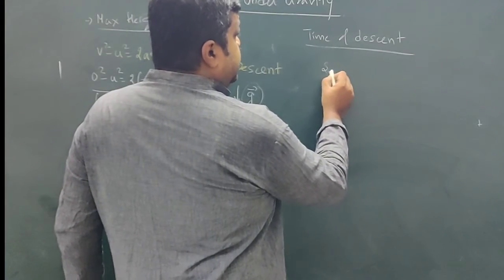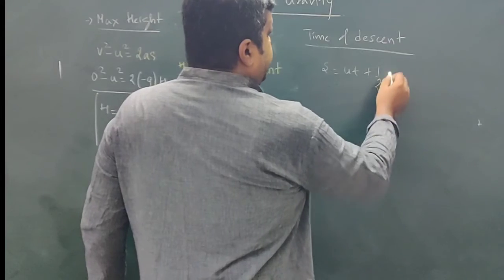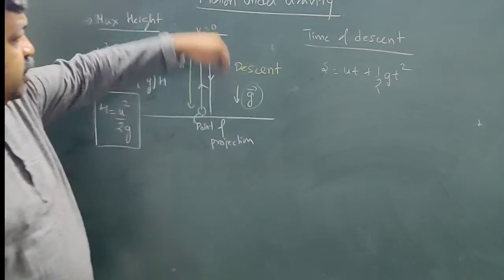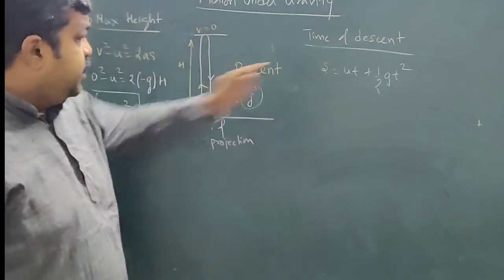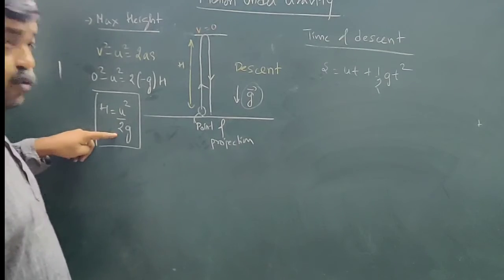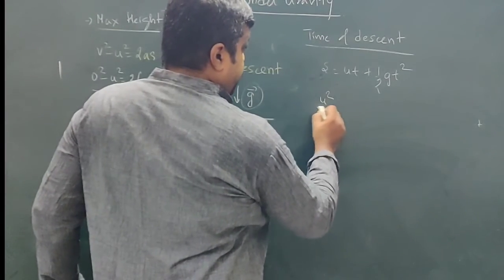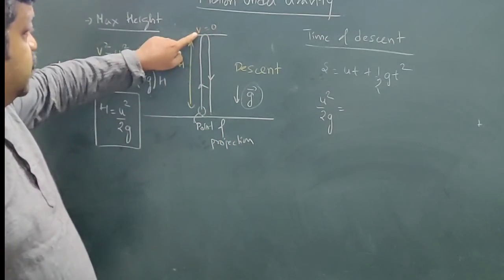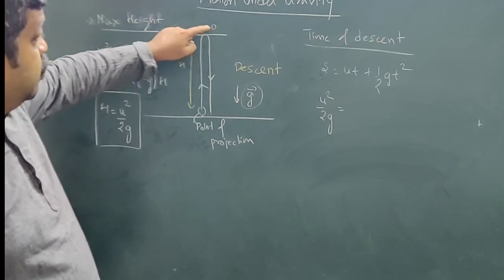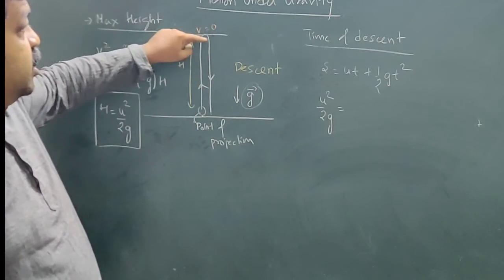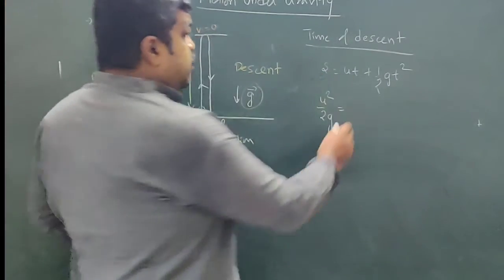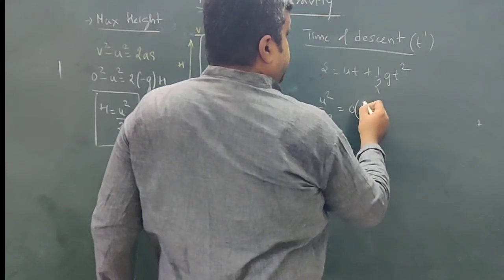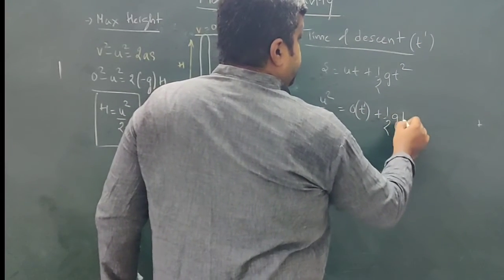If we use the equation s = ut + ½at², I am now using this equation for the descent. For the descent, s is h, which is u²/2g. While returning, the final velocity for ascent becomes the initial velocity for the return journey, so this u quantity will be 0. So u²/2g = 0 × t' + ½gt'², where t' is the time of descent.